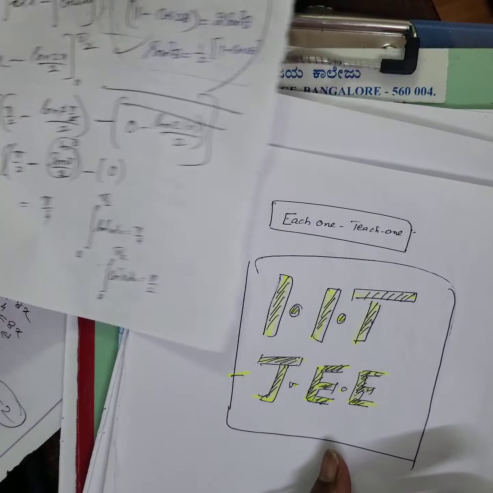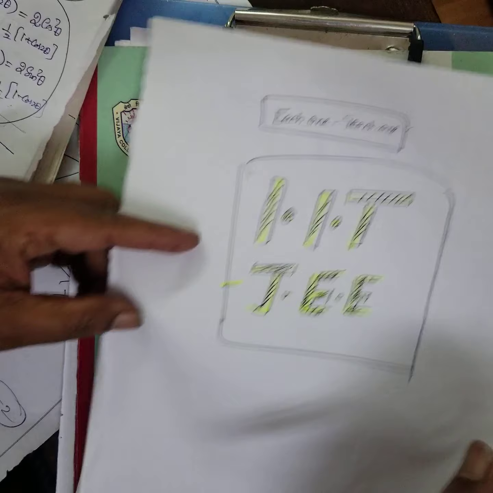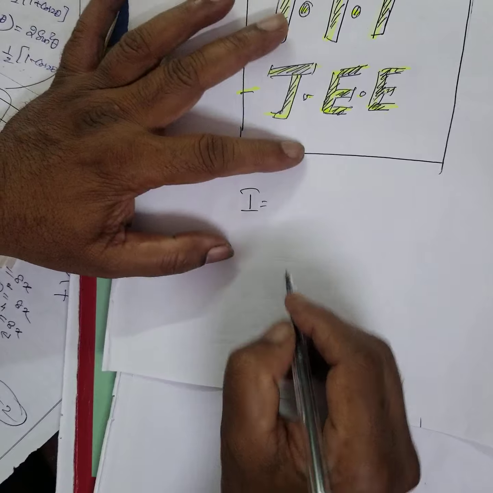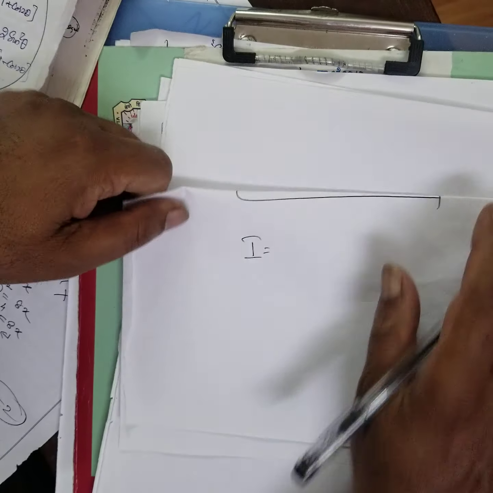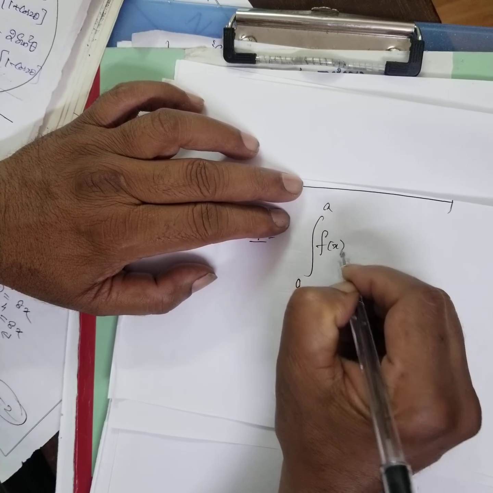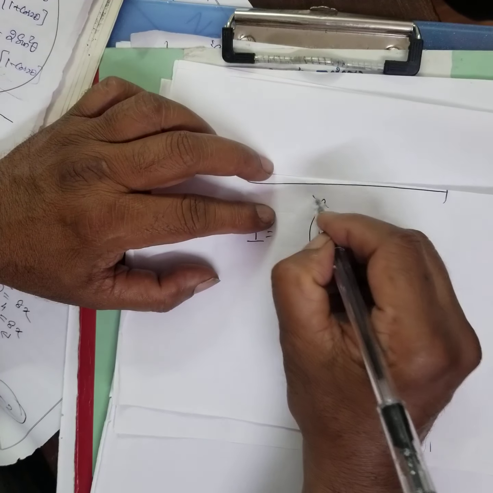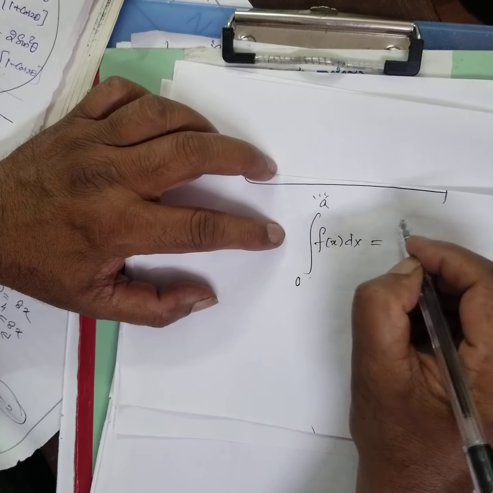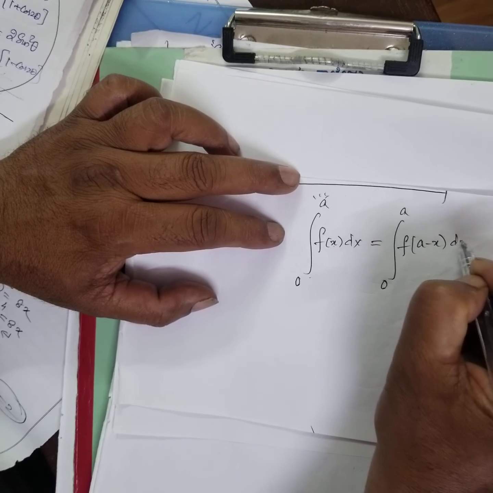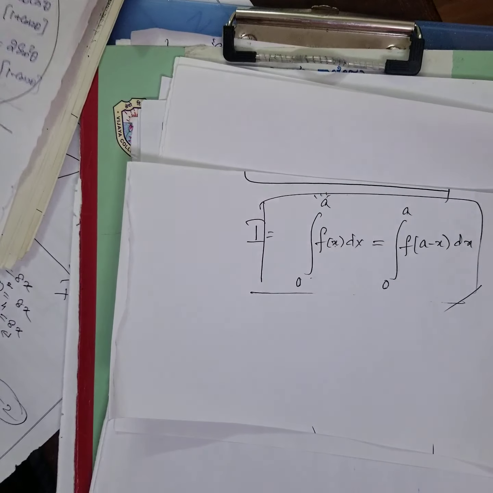I'll prove this, it's very easy. How to do this? Look. Remember this formula, this theorem: the integral from 0 to a of f(x) dx is equal to the integral from 0 to a of f(a minus x) dx. Wherever there is x, you replace it with a minus x, keeping the limits 0 to a as they are.